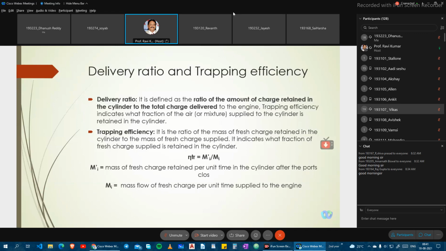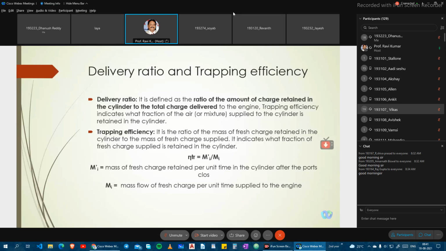Sir, does charge here mean the fuel, or the fuel and air mixture? Yes, because in a gasoline engine, we have a fuel and air mixture. Basically, in a two-stroke engine, we always talk about gasoline engines. Gasoline engine means SI engine, spark ignition engine. But whether SI engine or CI engine, the same thing happens inside a cylinder.